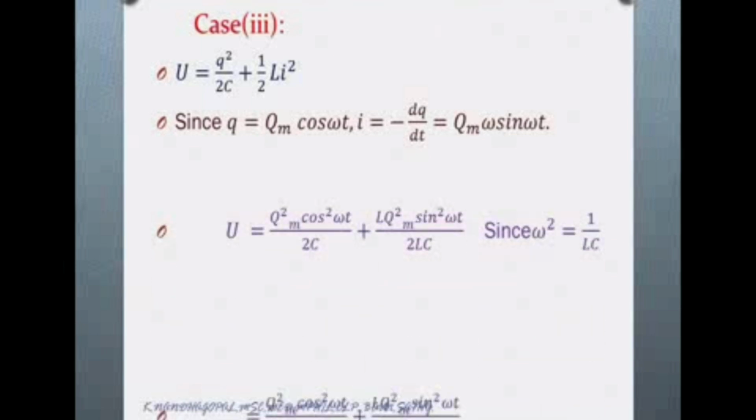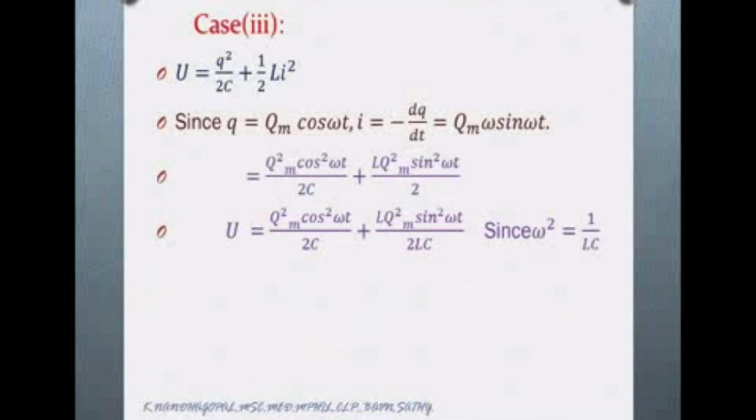So we know that Q equals Qm cos omega t, let's take it like that. I equals minus dq by dt, from the second lesson. If we differentiate Qm cos omega t, we get omega sin omega t. Substituting that equation, what will happen? Q square m cos square omega t by 2C plus L Q square m sin square omega t by 2.